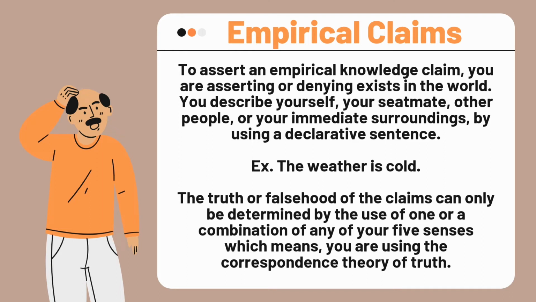For example, to assert an empirical knowledge claim, you are asserting or denying exists in the world. Like we have to describe ourselves, our seatmates, or our surroundings using a declarative sentences. For example, the weather is cold. I am very attentive today. The girl beside me is wearing a red dress. The weather is warm. My classmates are noisy. Notice that the truth or falsehood of my claims or my examples can only be determined by the use of one or a combinations of any of our five senses. This means that we are using correspondence theory of truth. We know how to observe in order to make and determine kung mali ba or tama yung mga sinabi kong claims.